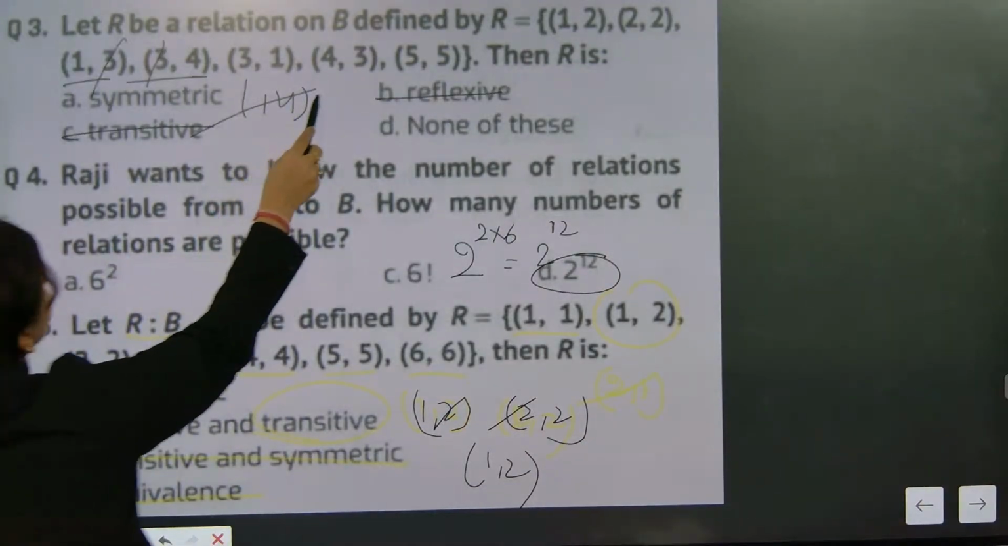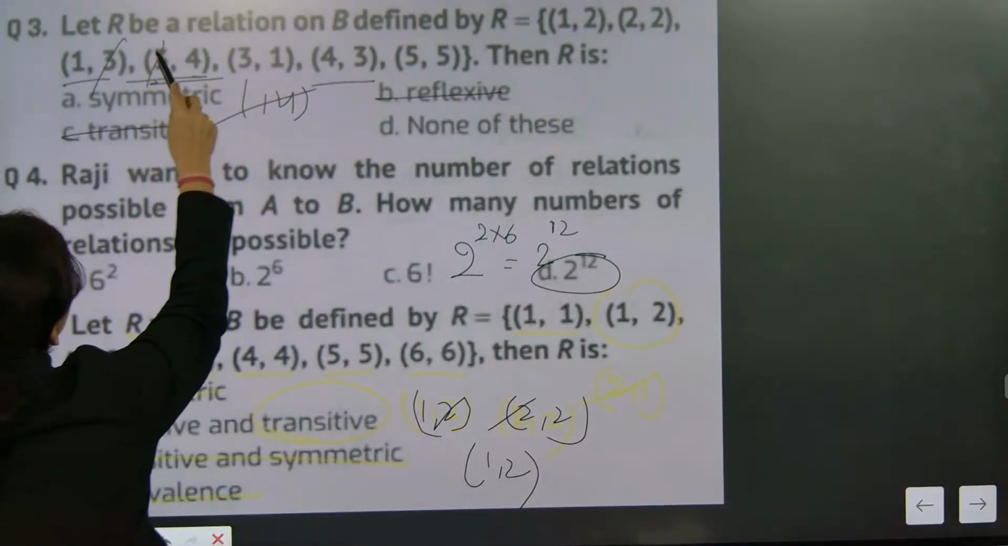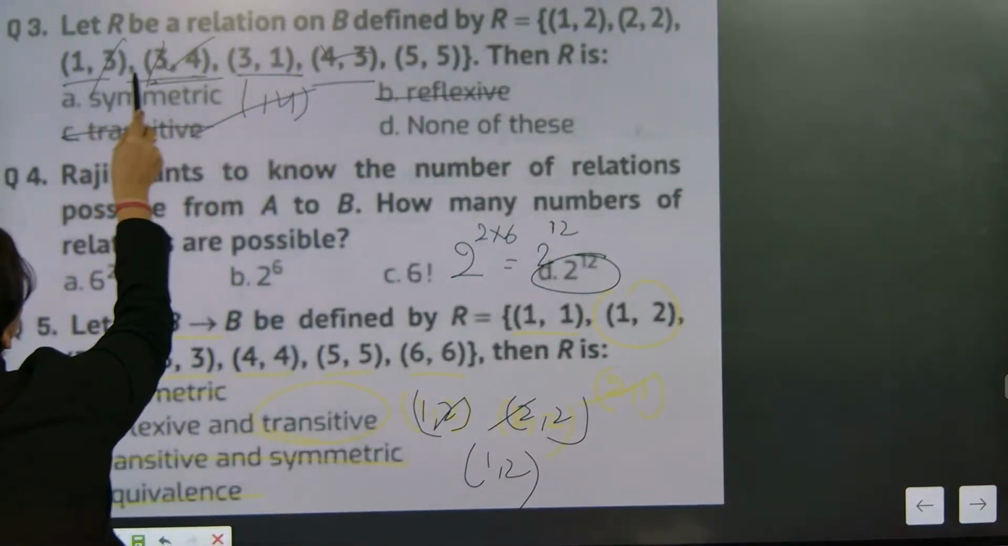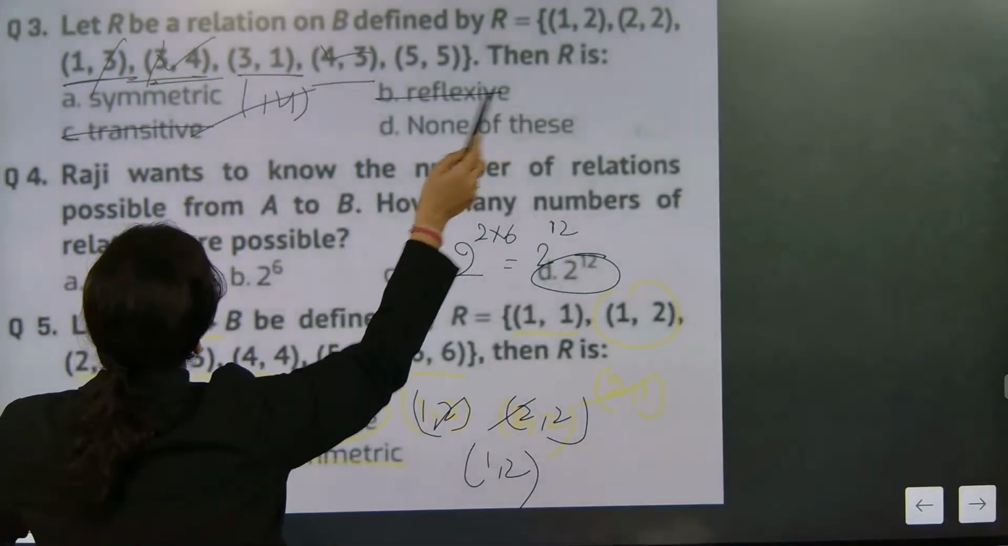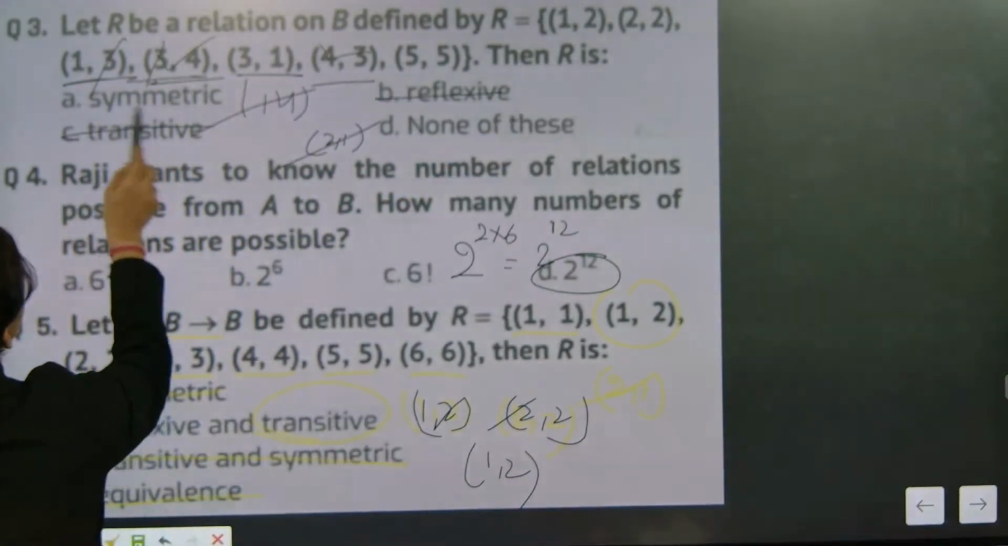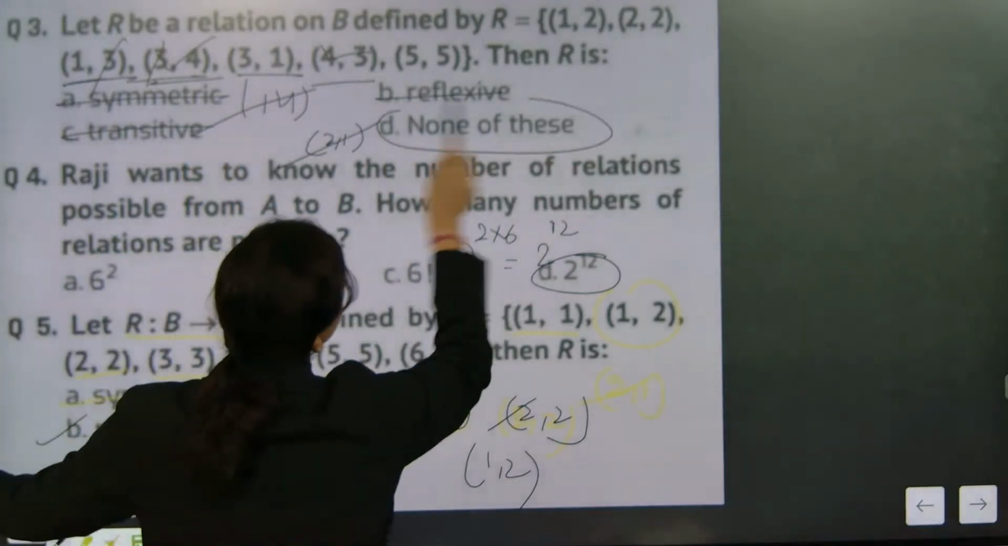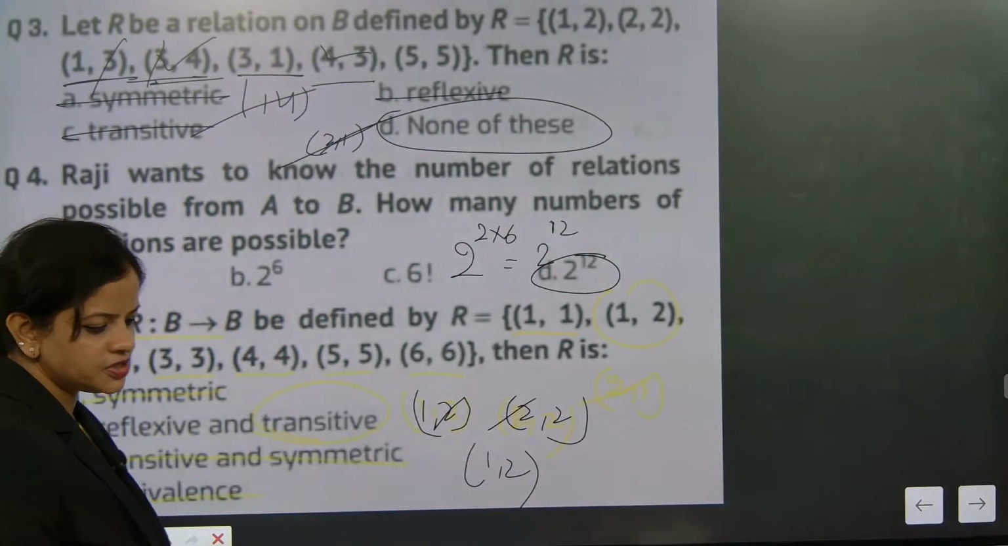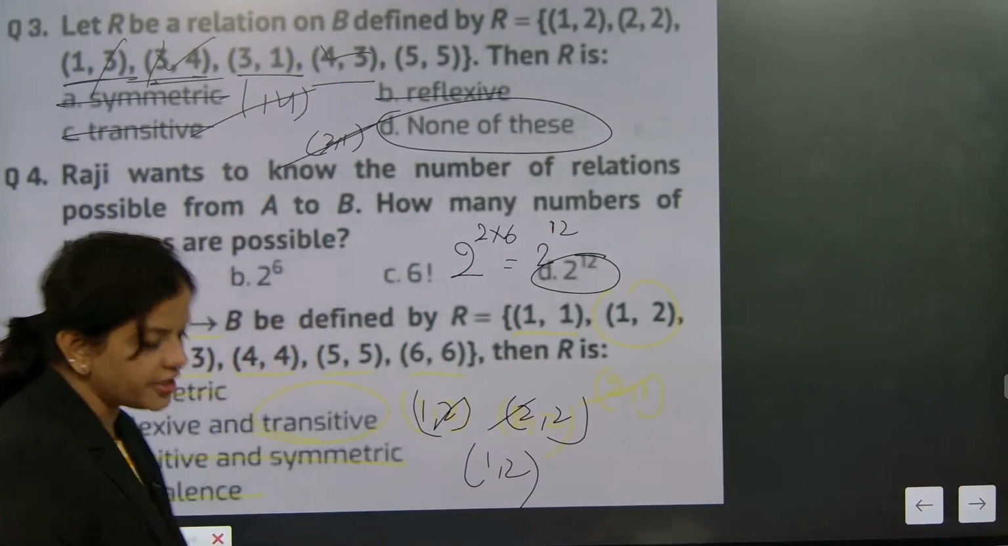(5,5) is there. (4,3) is there and (3,4) is there, possible. (3,1) and (1,3) are both there. (1,2) is there, but (2,1) is not there. So definitely it is not going to be symmetric also. So the correct answer is none of these.